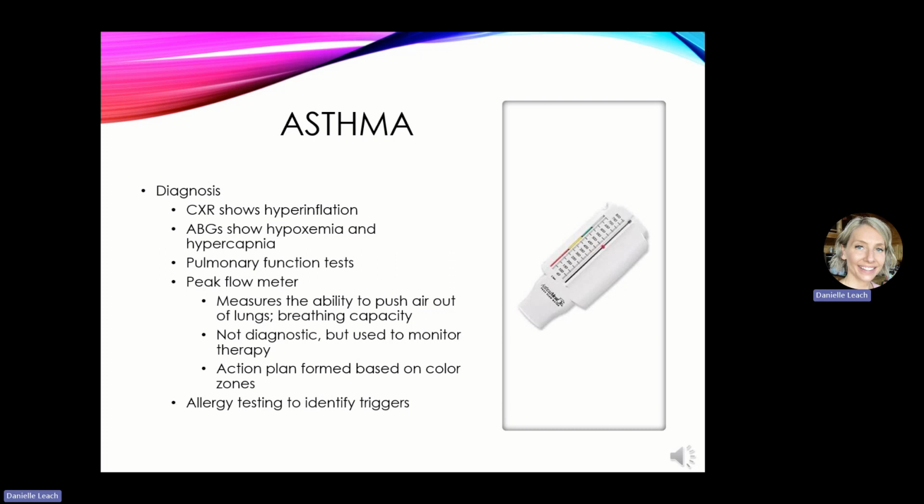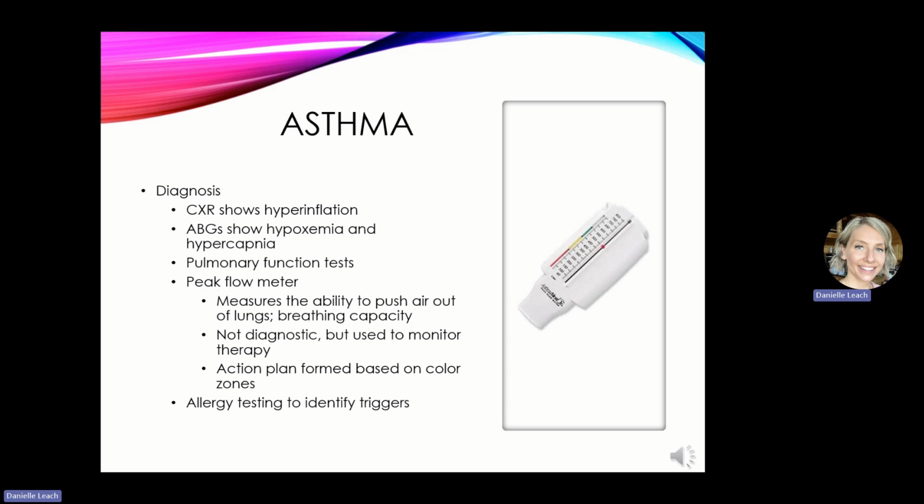Diagnosis of asthma is usually based on symptoms, but if we were to get a chest x-ray when they're having an asthma attack, it may show hyperinflation. If we were to get an arterial blood gas during an asthma attack, it may show hypoxemia and hypercapnia. There are other pulmonary function tests that can be used to diagnose asthma or to exclude other possible diagnoses as well. A peak flow meter isn't diagnostic itself.